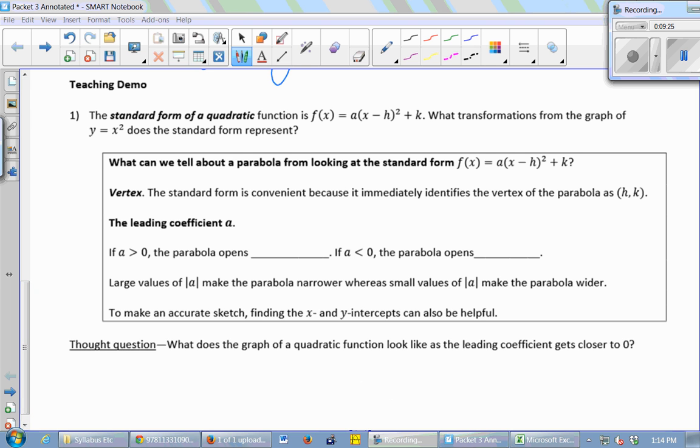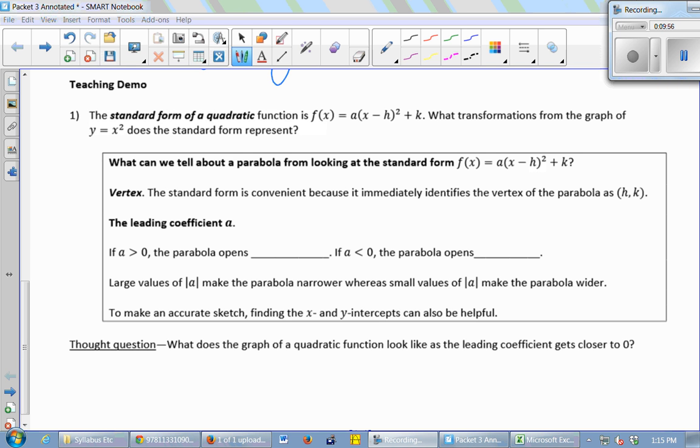Okay, so this is called the standard form of a quadratic function. If you write it in the form a times x minus h squared plus k. So in our case, a was a 2 in the preview exercises, h was a 1, and k was a -3. So what transformations from the graph of y equals x squared does the standard form represent? A vertical stretch and a shift left or right and a shift up or down.